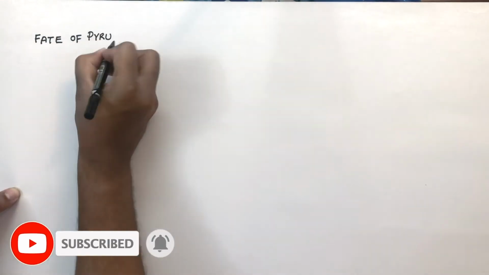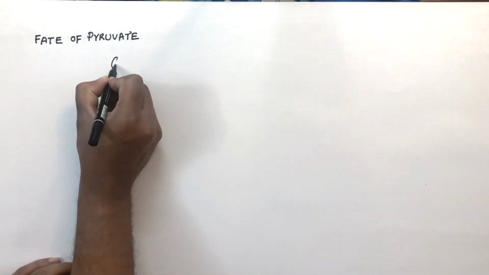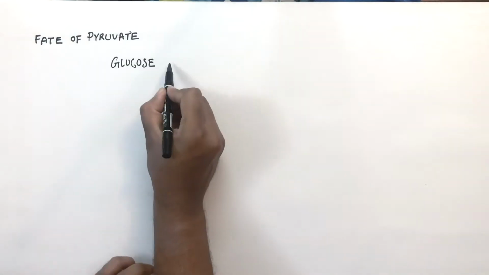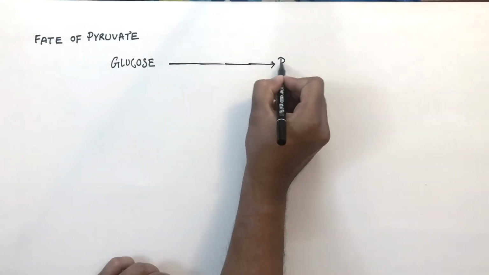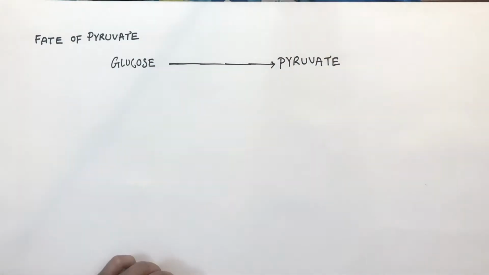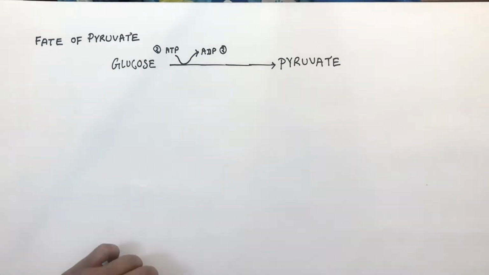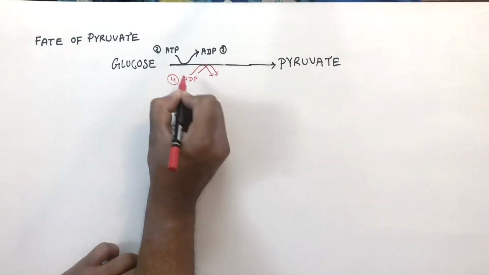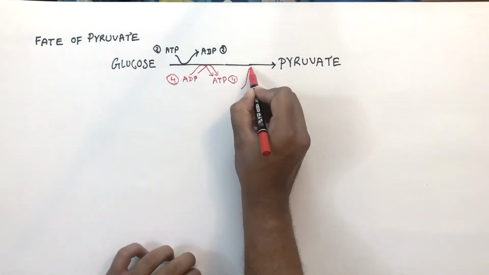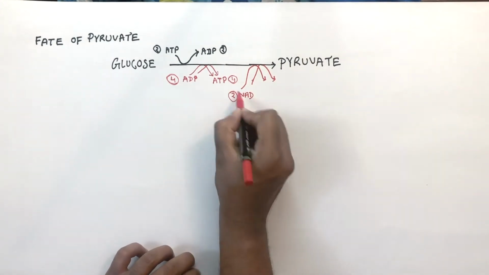What is the fate of pyruvate after the glycolysis is done? I had already explained the detailed process of glycolysis in the previous video. In glycolysis, one glucose molecule is converted into two pyruvate molecules in the cell cytoplasm. And in this process, total 2 molecules of ATP are invested and 4 molecules of ATP are generated, as well as 2 molecules of NADH also generated.